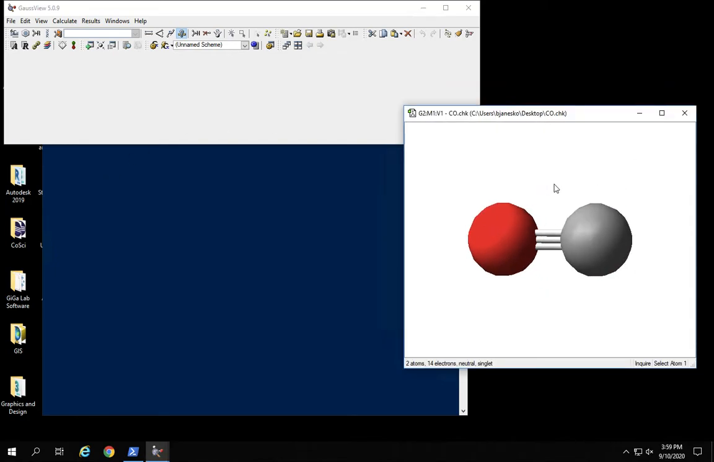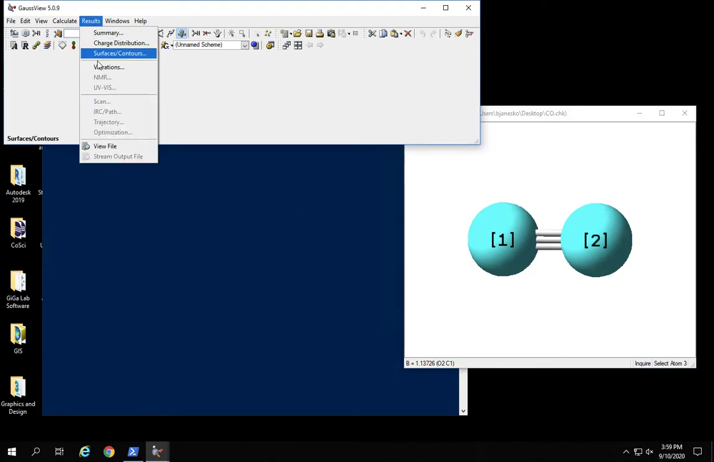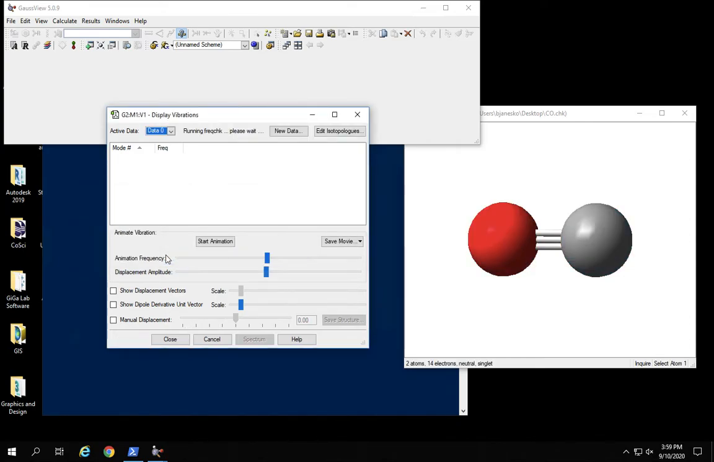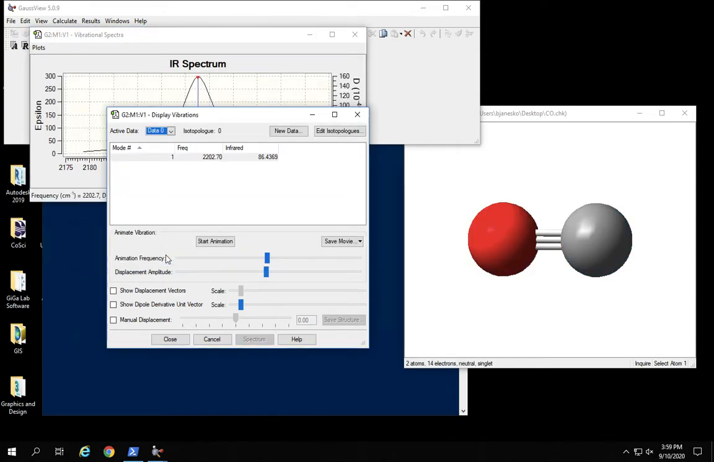Here's my optimized carbon monoxide. I'll use my inquire tool to say the optimum CO bond length at this level of theory is 1.13726 angstroms, which is pretty close to experiment. If I look at my results, the section on vibrations is no longer grayed out. I'm going to run freqchk, that's fine, to convert the information in the checkpoint file into a computed IR spectrum.